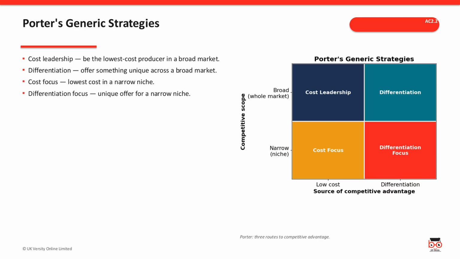Porter argued there are a few fundamental ways to win. You can pursue cost leadership, being the lowest cost producer across a broad market. Differentiation, offering something genuinely unique to a broad market. Or a focus strategy, applying either low cost or differentiation to a narrow niche. Ryanair is the textbook cost leader, stripping out every possible expense to offer the cheapest fares in the sky.